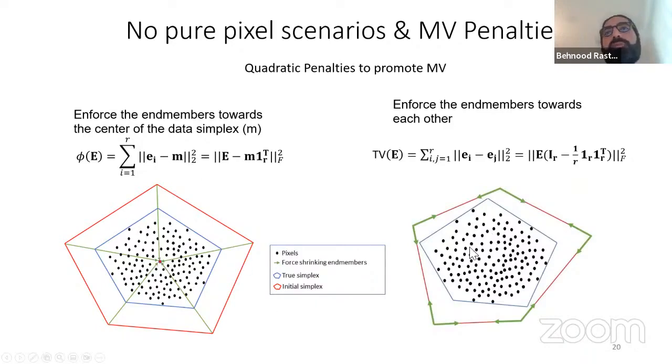And M here basically is the center of your data points. The right one is a total variation penalty that you can also use, and the way it works, it pulls the endmembers. Let's assume that you're starting from the initial simplex, which is the red one, and it pulls the endmembers towards each other until it reaches the actual simplex. So this is also a quadratic penalty, which promotes minimum volume.